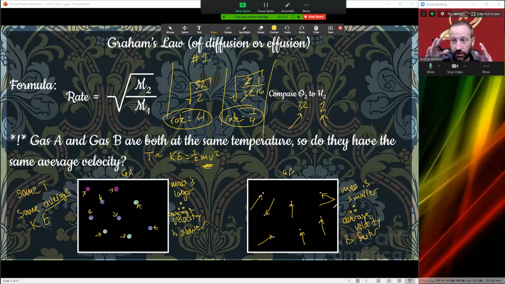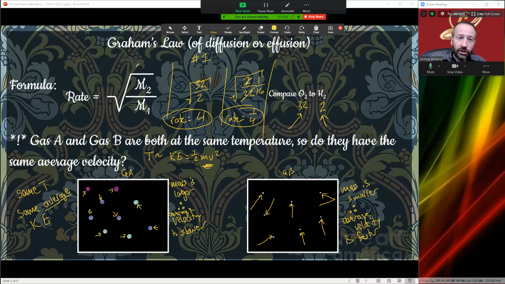This is particulate diagrams, and this is how I completely expect Graham's law to work out on the test. Not that you need to calculate it, but that you need to apply it. You need to apply it in a reasonable manner by discussing how temperature affects kinetic energy, and kinetic energy is affected by mass and velocity.